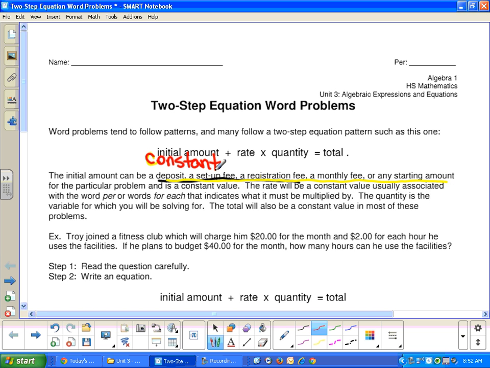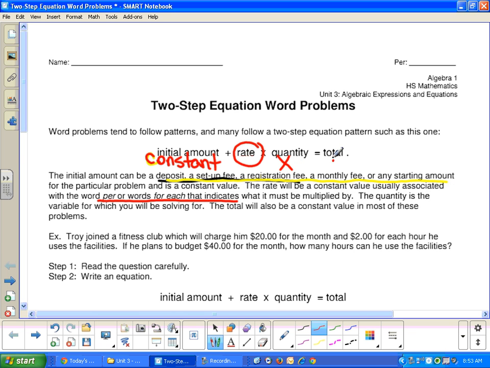We want to look for something that has the words per, each, every, sometimes of, like each month, each day, each car, each person, per day, or something like that. That's what's going to be multiplied by. So this is going to be changing. Quantity is always going to be your x. Changing by what? By the hour, by the minute, by the person, whatever it happens to be.